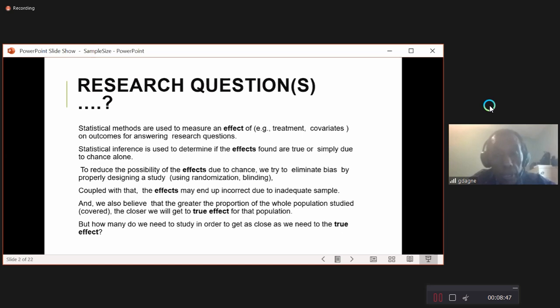And if that is the reason we're doing any analysis, then there are different techniques in statistics that help us to do that. One of those is statistical inference. So statistical inference helps us to find if the effect that we see in our study is really true or simply just due to chance, or is it fake or true? That's a question that we always encounter. So we try our best to reduce the possibilities of that.